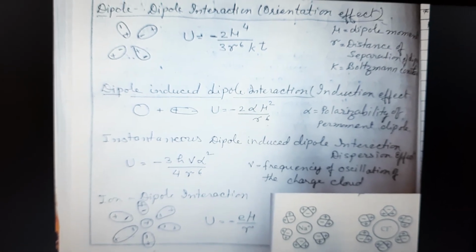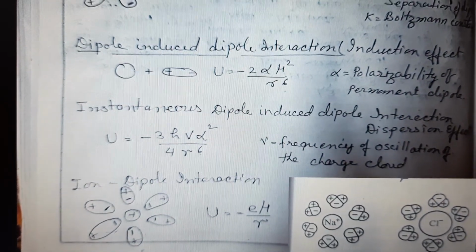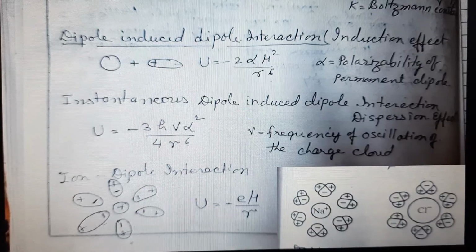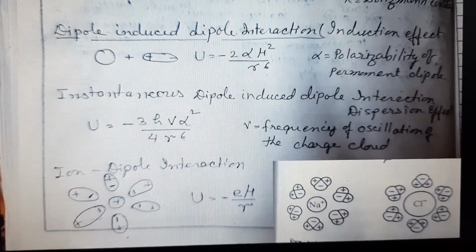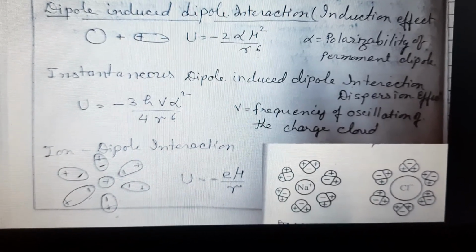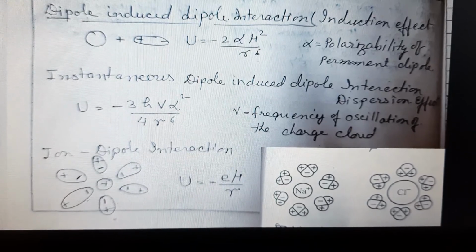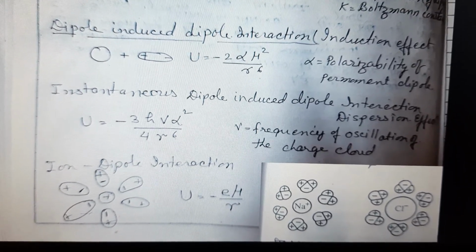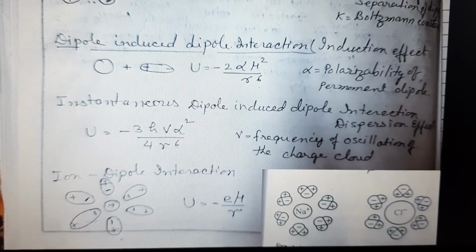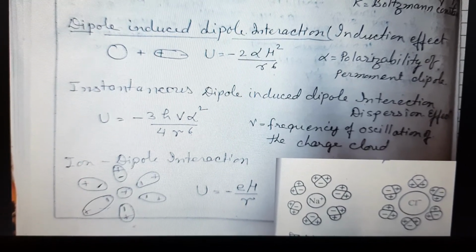The potential energy due to this force is U is equal to minus 2 alpha mu square upon r raised to 6, where alpha is the polarizability of the permanent dipole. It has the same dependence on distance as dipole-dipole interaction and is usually of much smaller magnitude, since alpha is less than mu square upon 3 kT for molecules with an appreciable moment. For these reasons, polar and non-polar liquids are often immiscible.